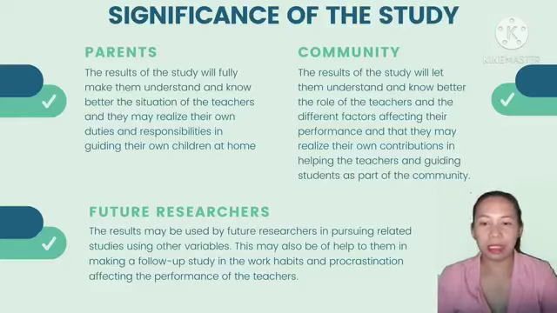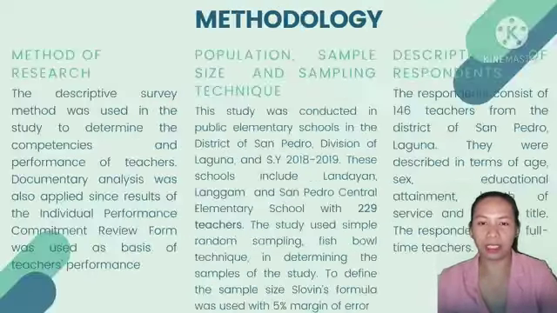For the community, the results of the study will let them understand and know better the role of the teachers and different factors affecting their performance, and that they may realize their own contributions in helping the teachers and guiding students as part of the community. And last, for the future researchers. The results may be used by future researchers in pursuing related studies using other variables. This may also be of help to them in making a follow-up study on the work habits and procrastination affecting the performance of the teachers.